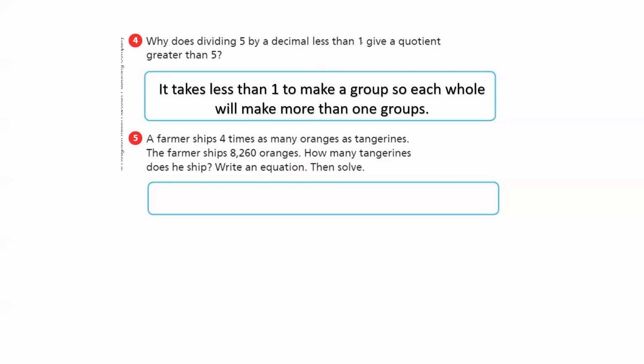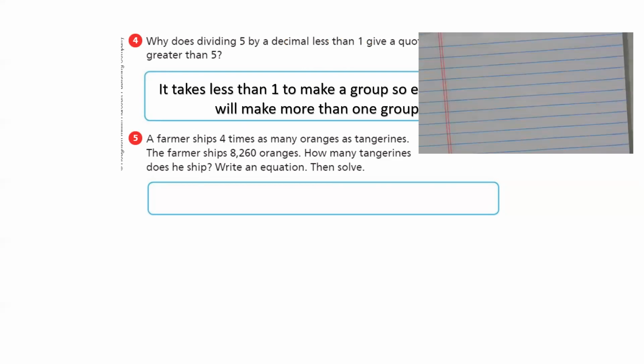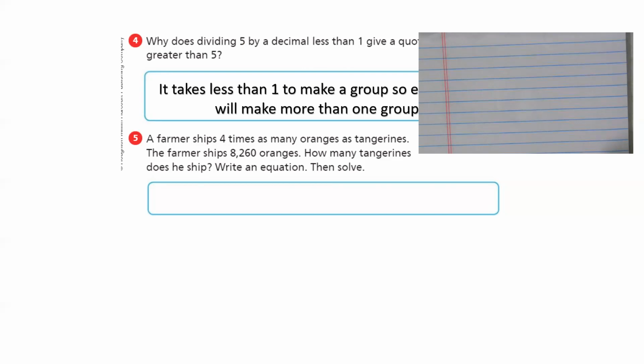Let's go on to number 5. A farmer ships 4 times as many oranges as tangerines. The farmer ships 8,260 oranges, so how many tangerines did he ship? So it wants us to both write an equation and solve. Whenever you have any problem like this, write the equation first to make sense.